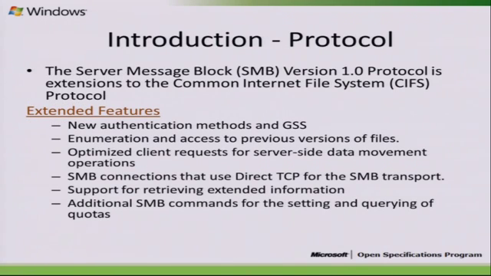Okay, so the SMB version 1 protocol is an extension of the Common Internet File System protocol, which extends the following features for the file sharing system, which include the new authentication methods and GSS. It also provides the enumeration and access to previous versions of files. And we also optimize the client request for the server-side data moving operations in this protocol. And SMB connections that use direct TCP for the SMB transport. We also support retrieving extended information for the files. And we also provide some SMB commands for setting and querying quotas from the file system.